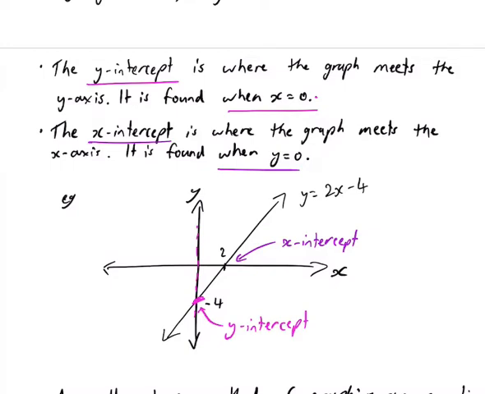We can see if I wanted to know my y-intercept, I could say let x equal 0. So therefore, y equals 2 times 0 minus 4. Obviously, 2 times 0 is 0, and so we're just left with -4. Happy days. There's my y-intercept at -4.